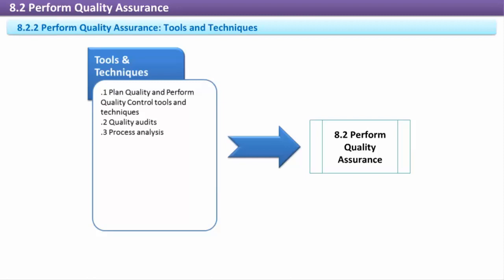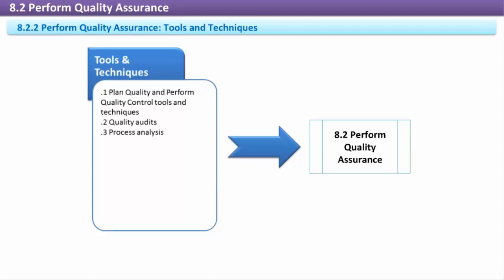Perform Quality Assurance: Tools and techniques. Plan Quality and Perform Quality Control tools and techniques. Any of the tools from the Plan Quality 8.1 and Perform Quality Control 8.3 processes are also useful as part of performing quality assurance. Quality audits. Quality audits are independent reviews to determine whether appropriate controls, policies, processes, and procedures are being followed for quality management. Audits ensure that the project is complying with its own quality policy.